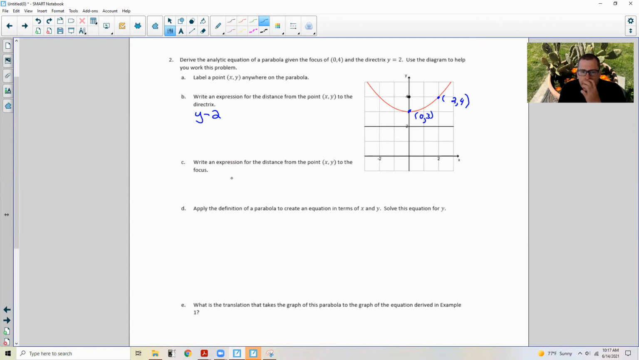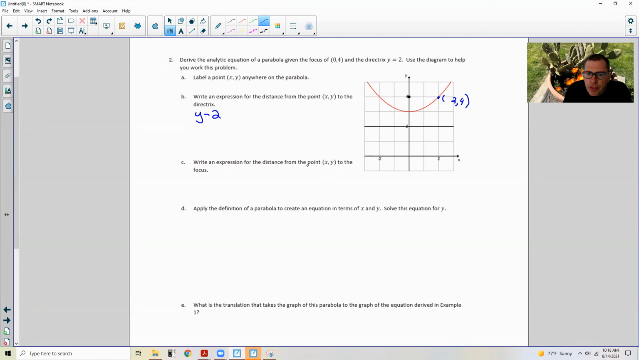Part C says, write an expression for the distance from the point x, y to the focus. Just to make things a little more interesting, I will use the point 2, 4 for this. So the distance from here to the focus would be, well, the y values are the same. So in this case, 4 minus 4 is 0.